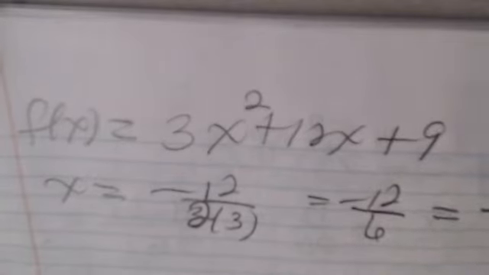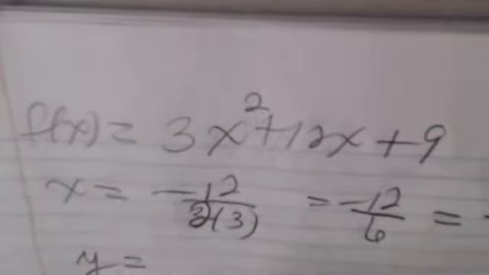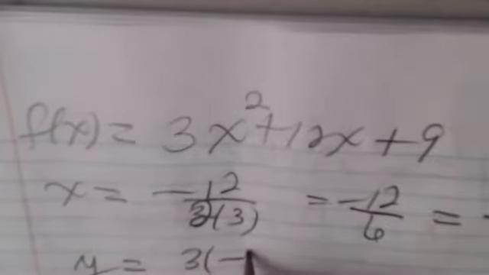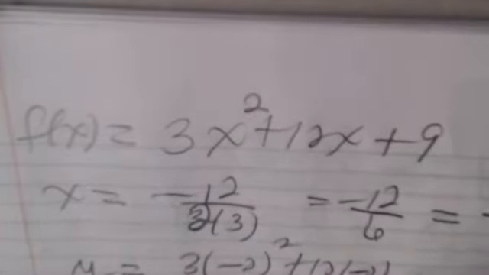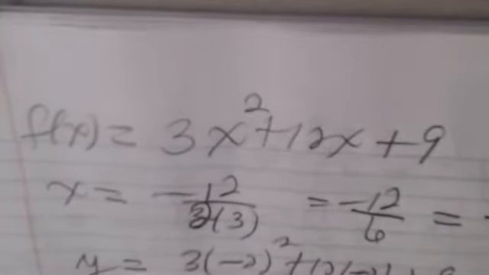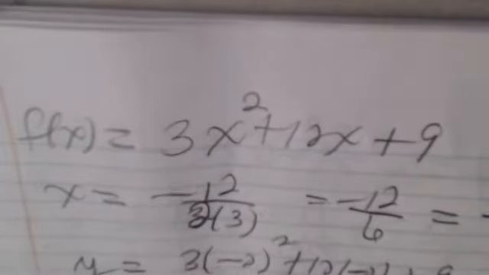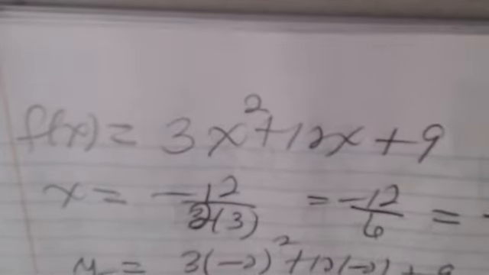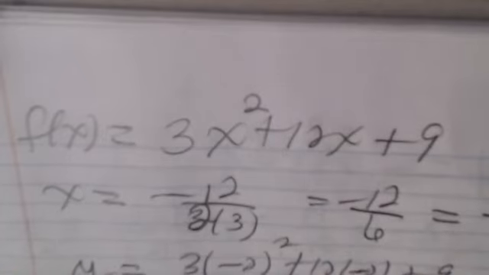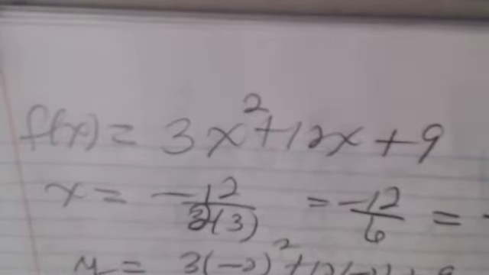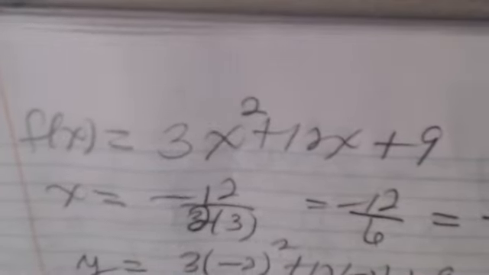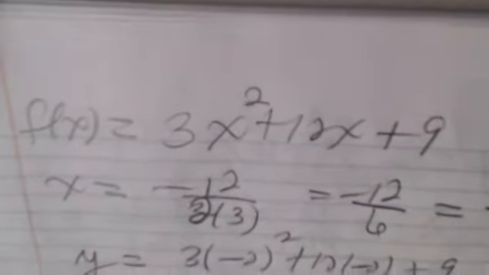And to find the y value of the vertex, you have to plug it in. So you have 3 times (-2) squared, plus 12 times -2, plus 9. So this gives me 12 minus 24 plus 9. So I get -12 plus 9, which is -3. So the x value is -2 and the y value is -3.